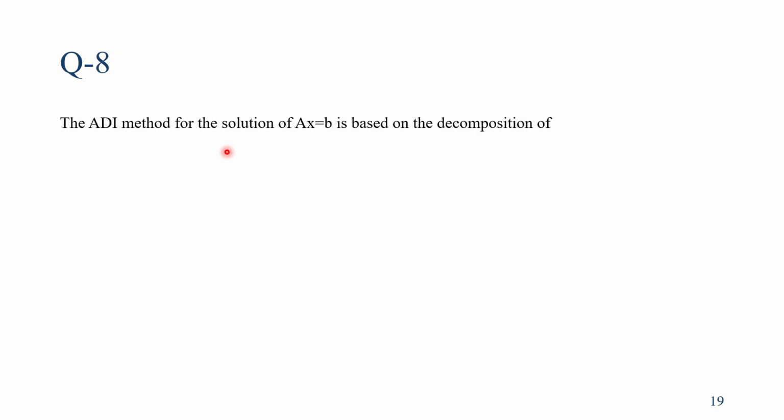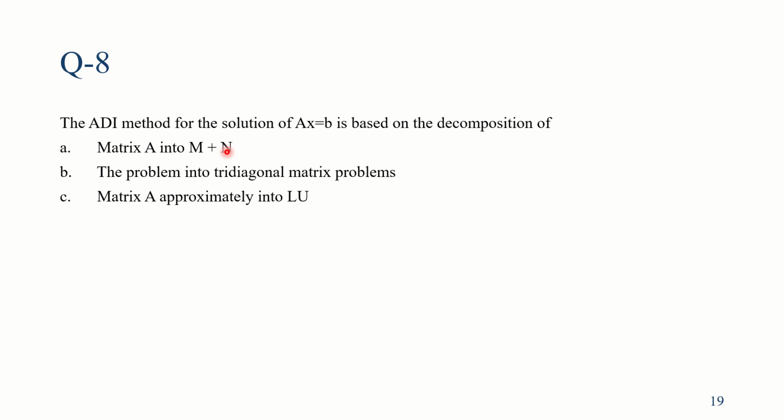Next, the ADI method for the solution of Ax is equal to B is based on the decomposition of matrix A into: M plus N, a problem into tridiagonal matrix, matrix A into LU matrix, none of the above. So this question again we have seen very well in the last class. Matrix A is decomposed into two tridiagonal matrix problems. That is, the problem is being divided into two tridiagonal matrix problems. So option B is the right answer.